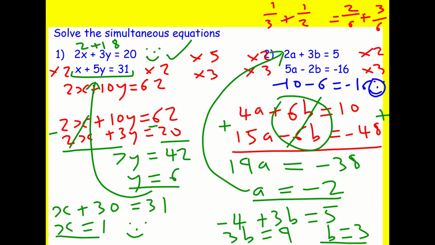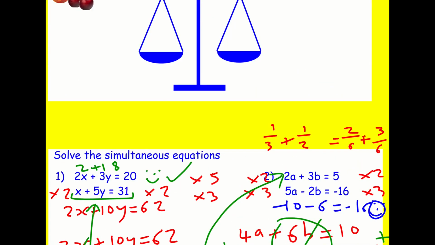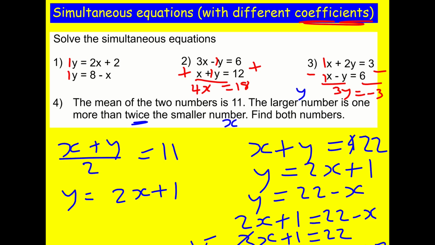And that is it, okay? You just got to be careful, but as long as you take your equations and you do the same thing to both sides, you're okay. The idea is to do the same thing to both sides so that you get the same coefficient, so that we can solve it like we did before.